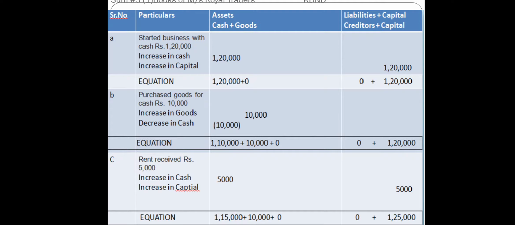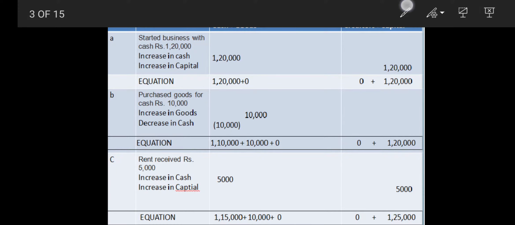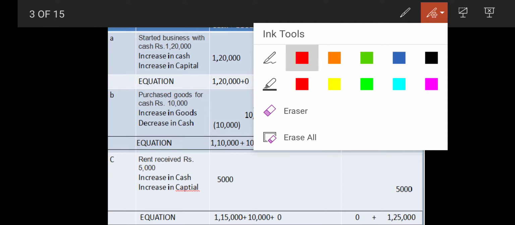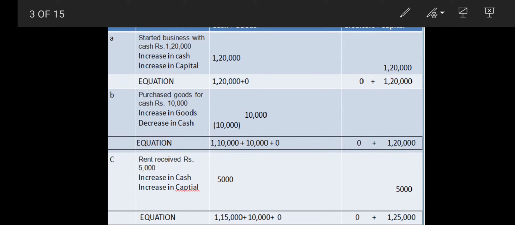When we are purchasing goods for cash, the goods will increase, and at the same time the cash will decrease, because we are spending the money for purchasing the goods. So here goods increase, so one new column will be introduced for goods, and at the same time cash will decrease. So your equation will again be set up as 1,20,000 on both sides. You have to always remember that your equation should be equal.